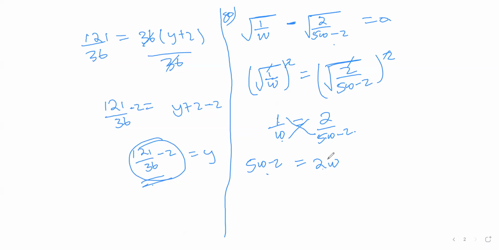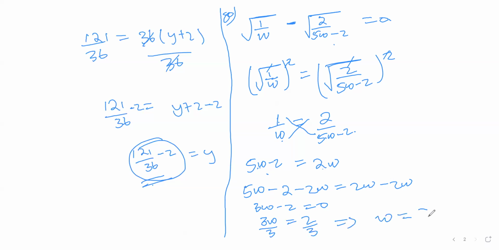So we move this 2w to the side to join the 5w. We get 5w minus 2 minus 2w equals 2w minus 2w. We move it by subtracting 2w on both sides. So 3w minus 2 equals 0. We move the 2 to the other side by adding 2 on both sides since 2 is being subtracted here. 3w equals 2. Divide both sides by 3 to get w equals 2 over 3. That's the final answer for that particular fractional equation.